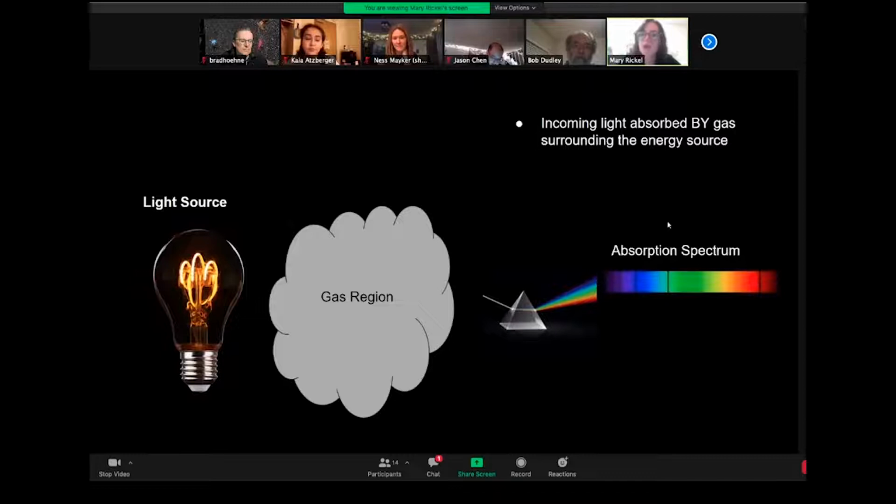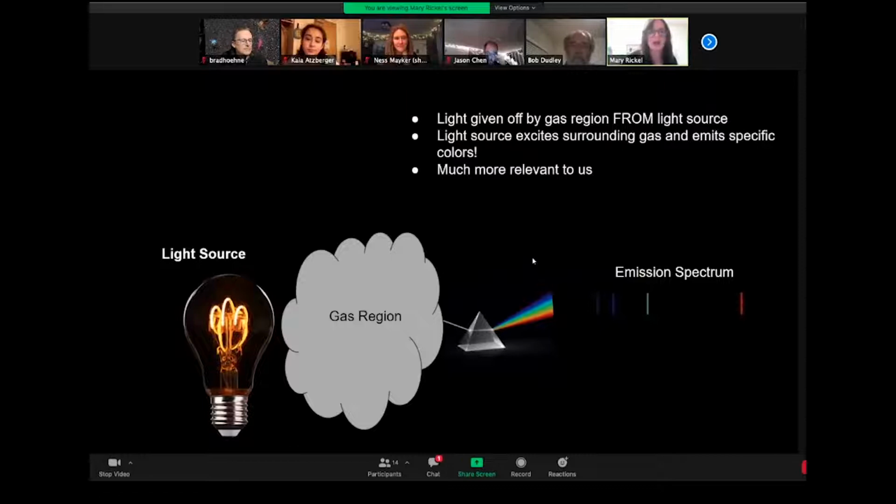And then moving on, we have this same light source, and again, this could be a star, for example, also is able to impact the gas region. So the energy from this light source or from the star is able to ionize atoms in the gas region. And from this, light is given off by the gas as a result of the light source. So the light source excites the surrounding gas and as a result will emit a specific frequency. And now line emissions are much more relevant to us.